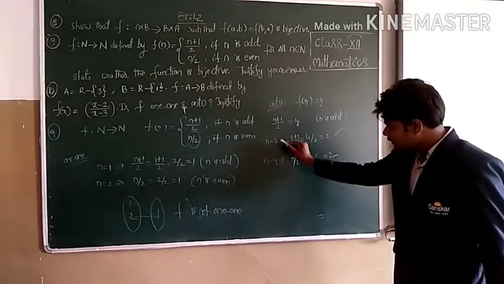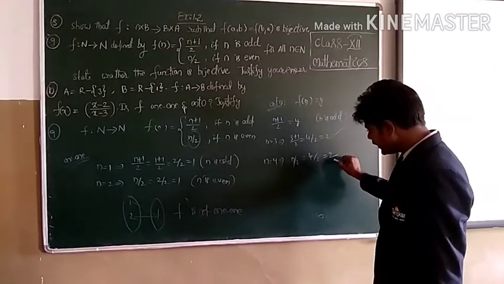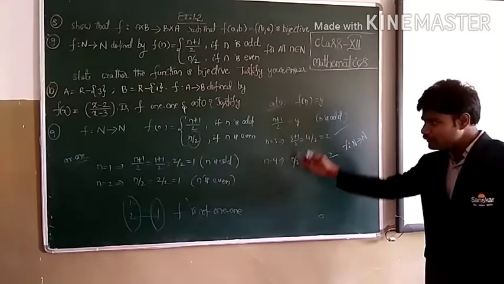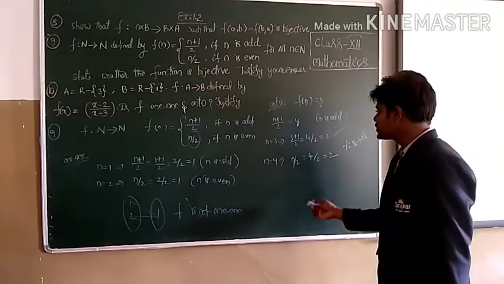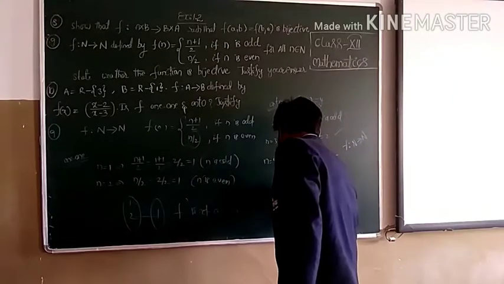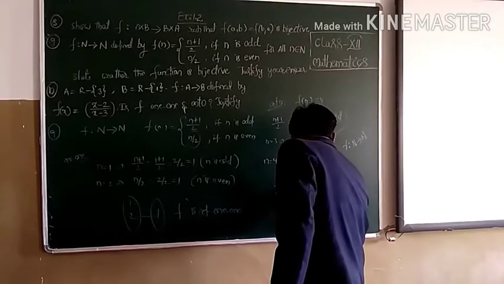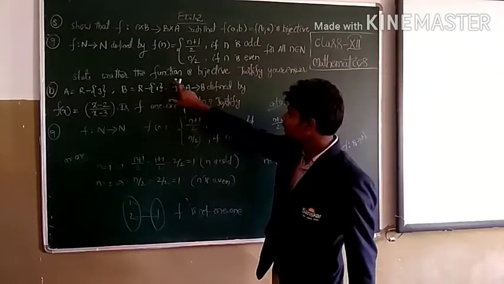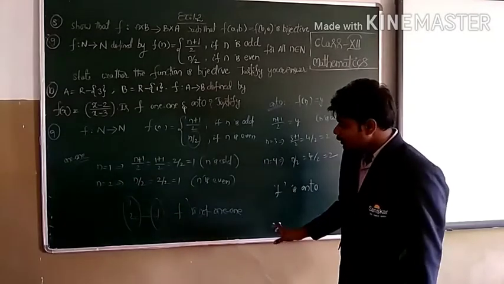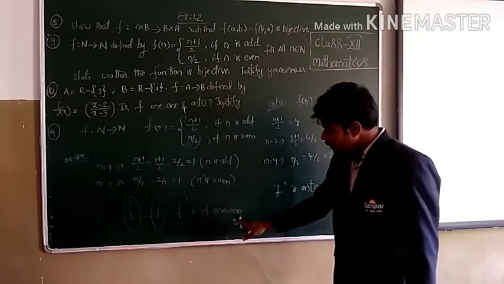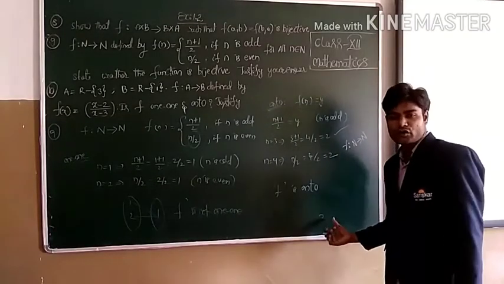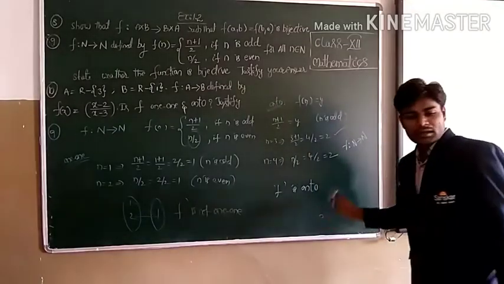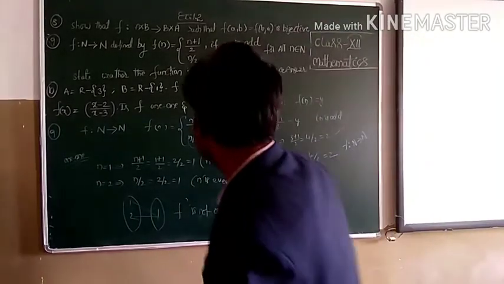So here 3 and 4 are natural numbers, and 2 is also a natural number. The function is defined from natural numbers to natural numbers, so every time we are getting natural numbers only. So that's why we can conclude that f is an onto function. Finally, we conclude that the whole function is not a bijective function, because the function is not one-one, but it is onto. Clear?